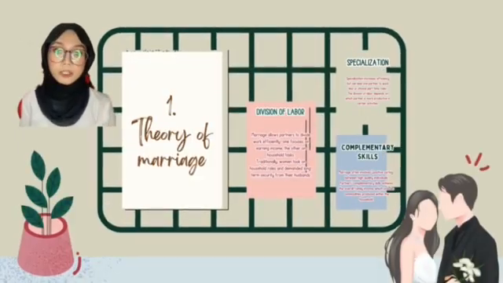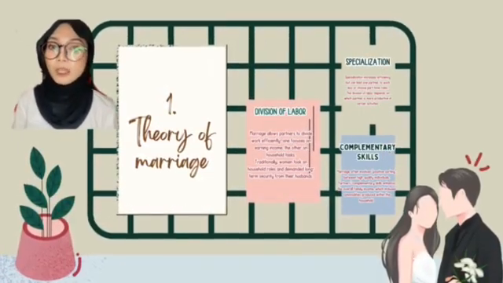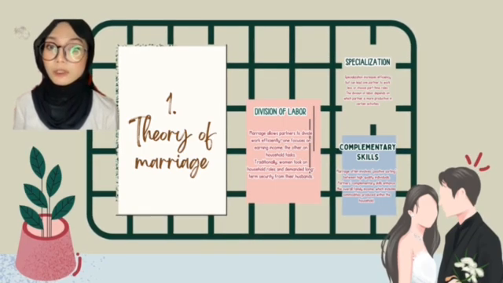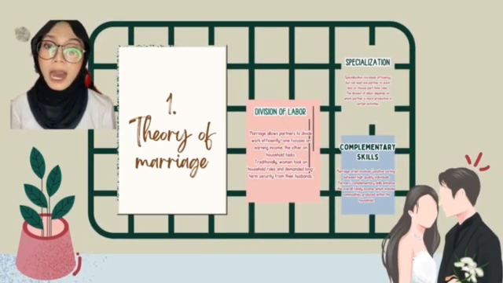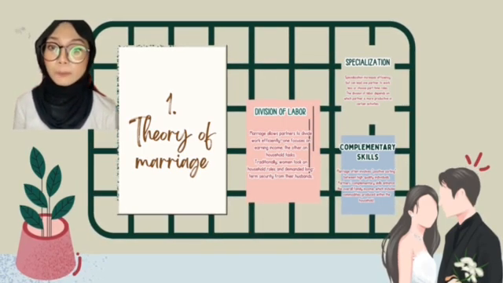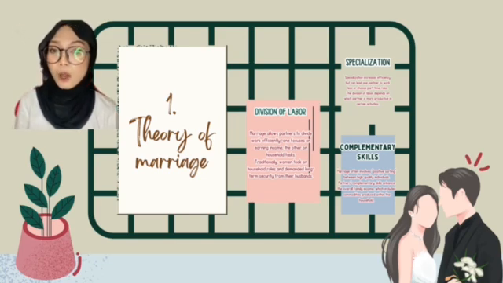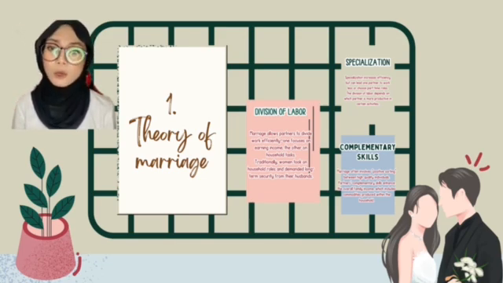Theory of marriage, division of labor. Marriage enables partners to specialize in different tasks. The person with the highest market reach typically engages in paid work, while the one with greater relative productivity in household tasks focuses on the domestic work. For example, traditionally, this has often been the woman in the household.